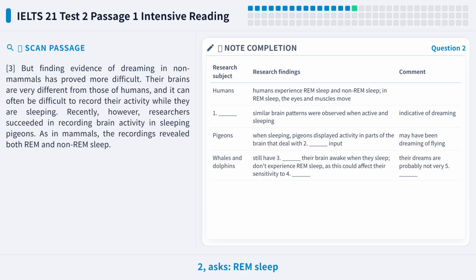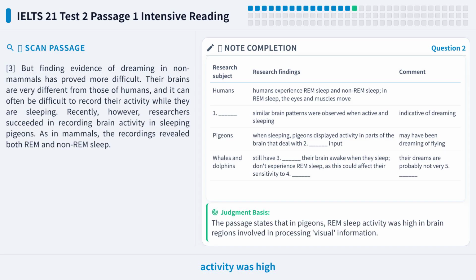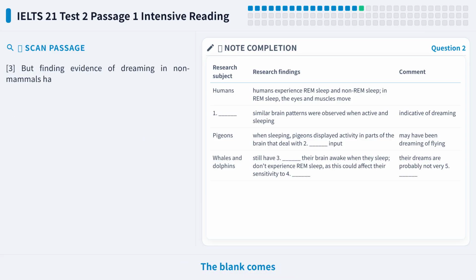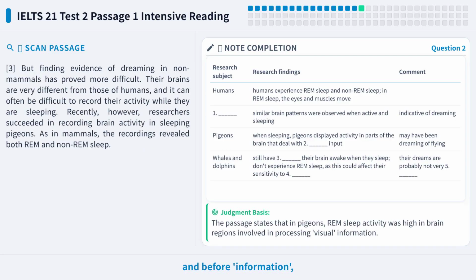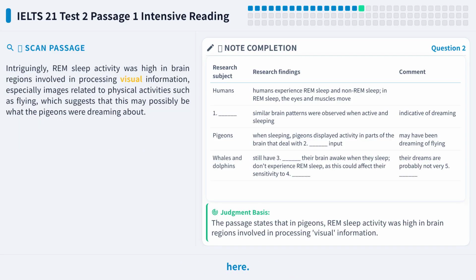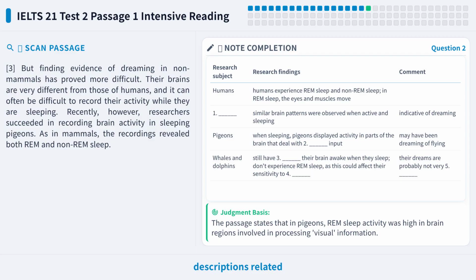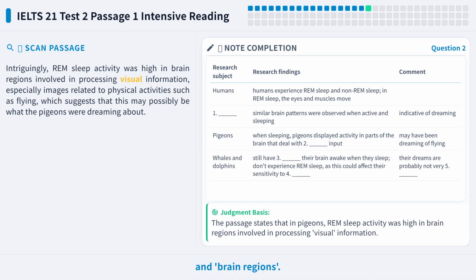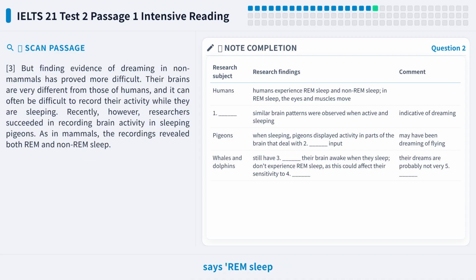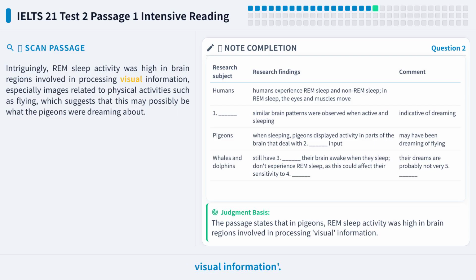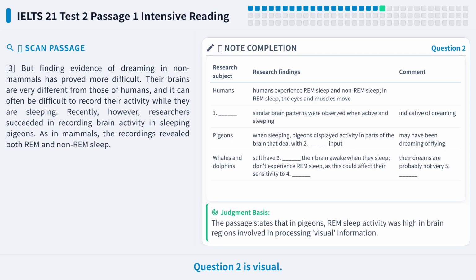Let's look at question 2, which asks, REM sleep activity was high in brain regions involved in processing what kind of information? The blank comes after processing and before information, so we need an adjective here. Let's go to paragraph 3 and look for descriptions related to REM sleep activity and brain regions. The original text says REM sleep activity was high in brain regions involved in processing visual information. The answer word visual appears directly here. So the answer to question 2 is visual.